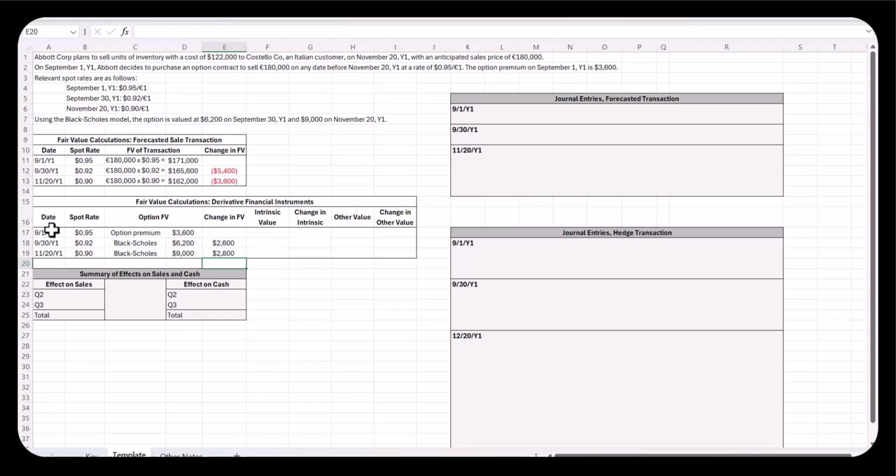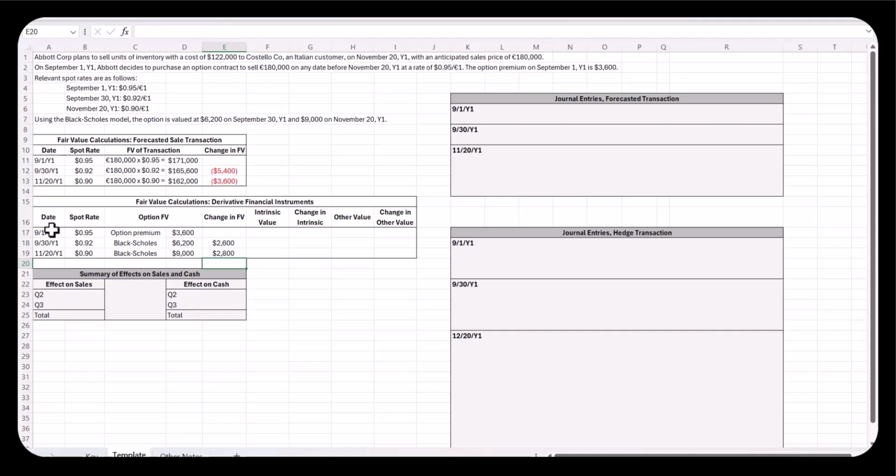Now, with cash flow hedges and with option contracts, we've got to consider not only the change in the overall fair value of the contract, but also the portion of that change that comes from intrinsic value, which is basically just changes in the spot rate over time. What makes this intrinsically valuable is that the spot rates could go up or down and might hurt or help us. So that's the intrinsic value.